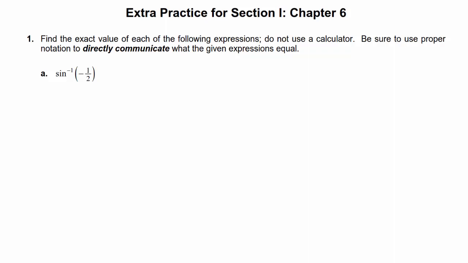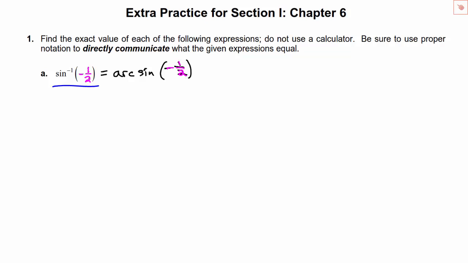Here we're asked to evaluate the inverse sine of negative 1/2. I should mention that this expression can also be represented as arcsin of negative 1/2. The inverse sine function can also be referred to as the arcsin function. So when we're working with the inverse trig functions, we have to recognize that the value that's playing the role of the input in these expressions, in this case negative 1/2, is the input value. The input value for an inverse trig function is the output value for the so-called original trig function.